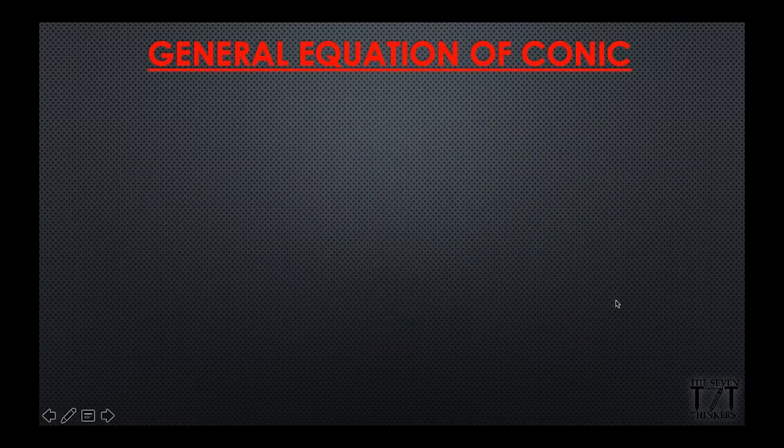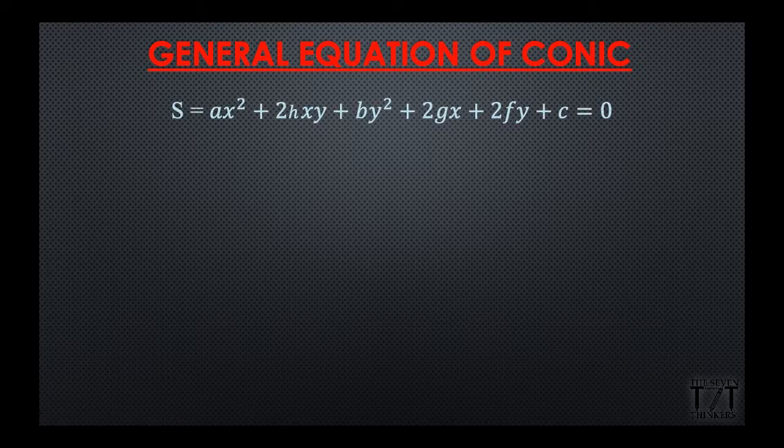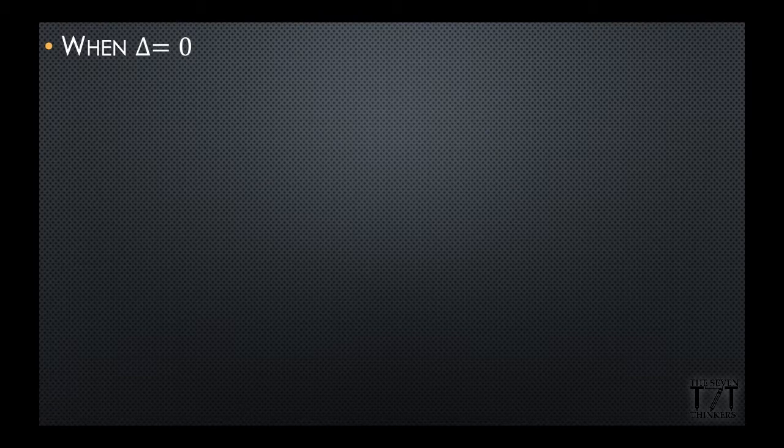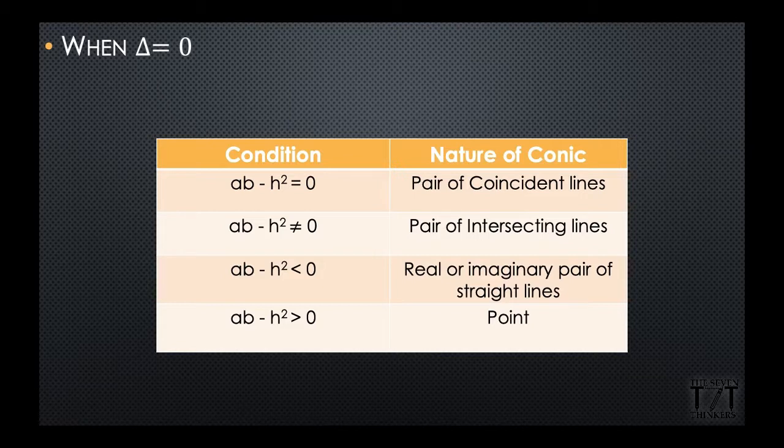We know that the general equation of a conic is of the form ax squared plus 2hxy plus by squared plus 2gx plus 2fy plus c, and the value of the determinant for this conic section, which is represented by S, is delta, which is equal to the determinant with rows a h g, h b f, g f c. Remember it as: all hot girls having boyfriend go for coffee. When this determinant is equal to 0, we get a degenerate conic. So when delta is equal to 0, we get 4 different natures of degenerate conic.